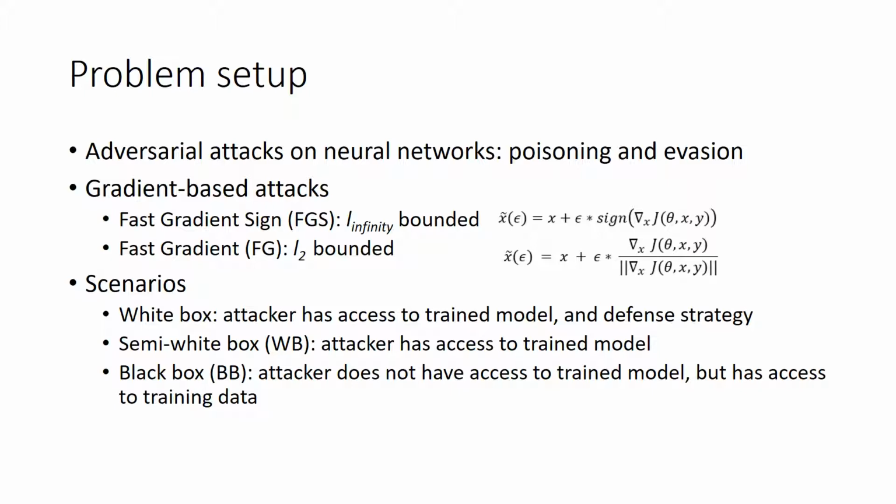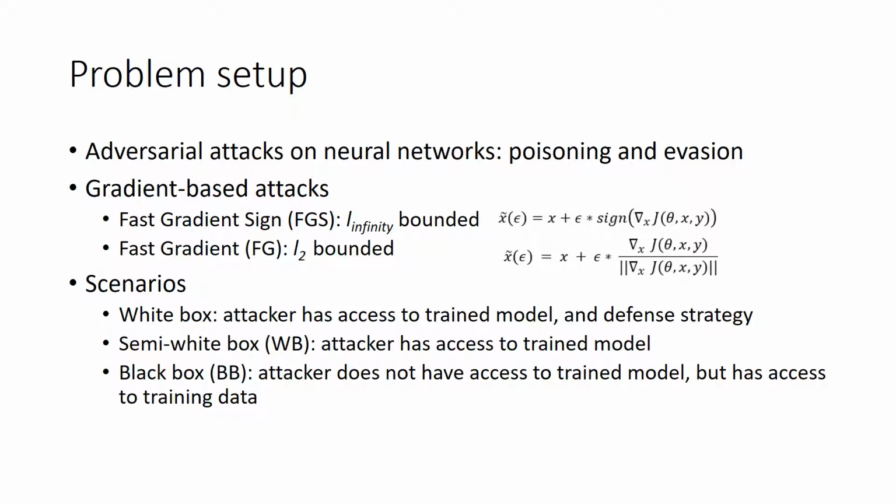There are different scenarios based on how much information the adversary has about the neural network classifier. If the adversary has access to the trained classifier and has knowledge of the defense strategy, that is called the white box scenario, which is actually really unrealistic because it is highly unlikely that the adversary will manage to gather so much information about the classifier. This is why I have not considered this scenario in my experiments.